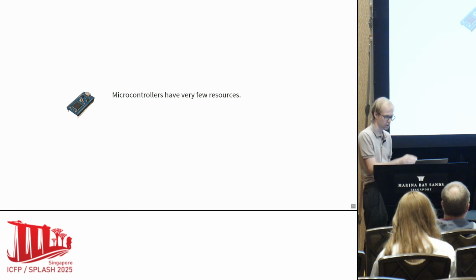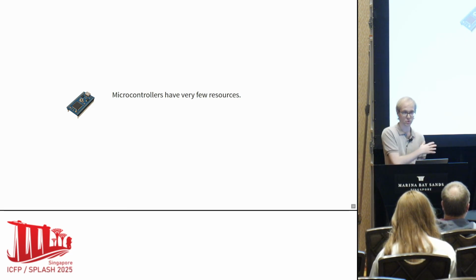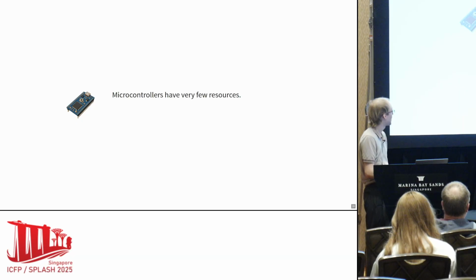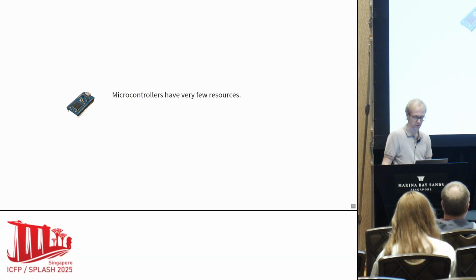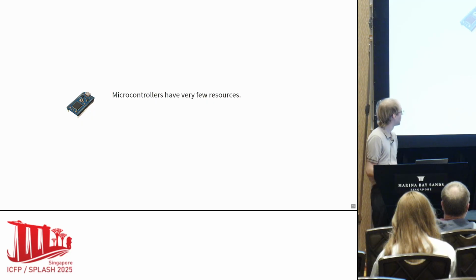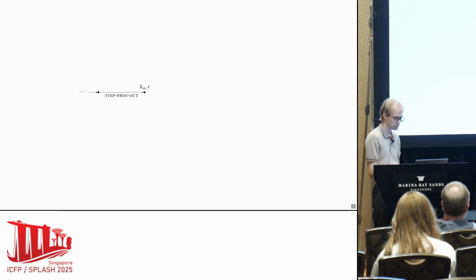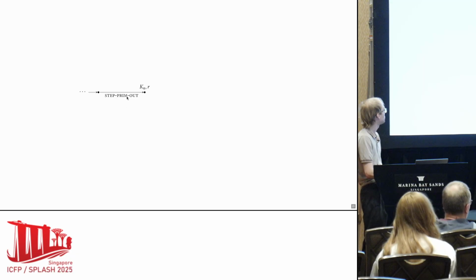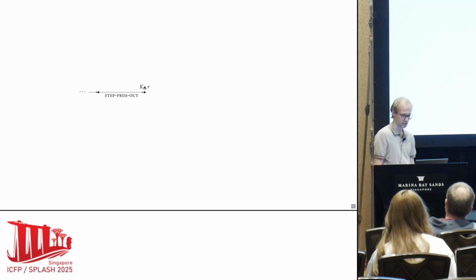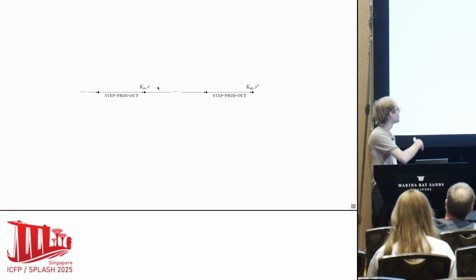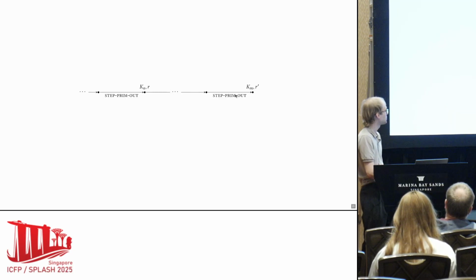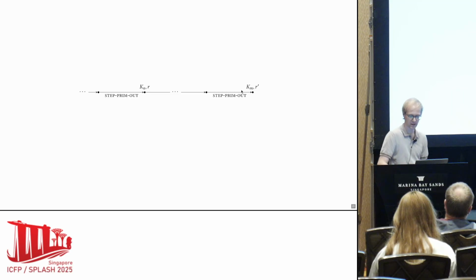So this brings us to our third challenge. Microcontrollers have very few resources. So how do we do this efficiently? Well, we invented a sparse snapshotting strategy where we only snapshot after primitives. Here we have an output primitive, and after that we take a snapshot, and then we just run our program, and at the next primitive, which is also an output primitive, we take a snapshot again.